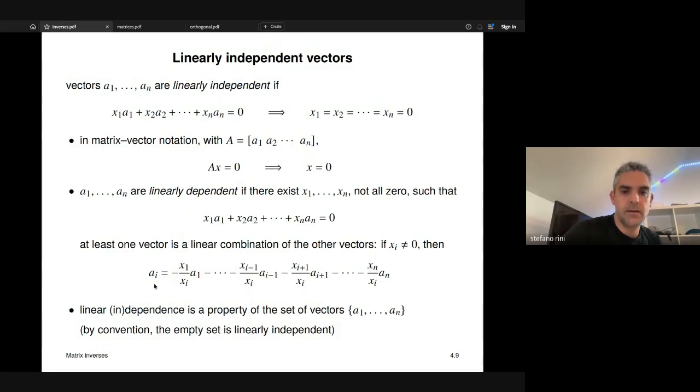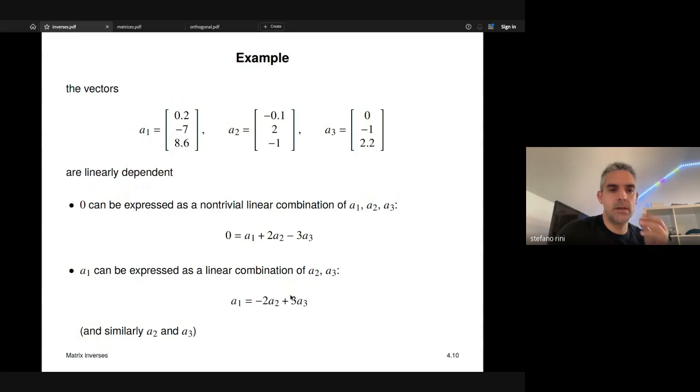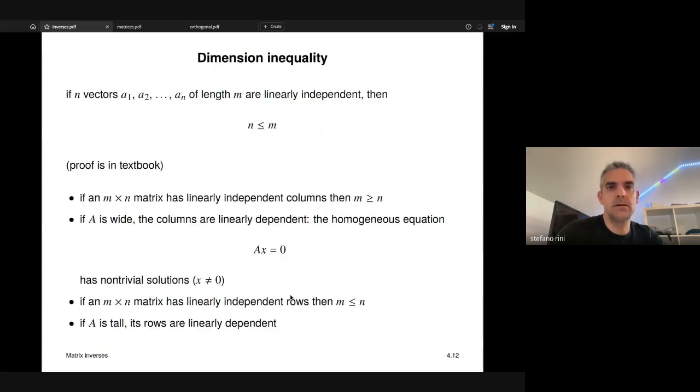Then you extend this to sets. You can have a set of any dimension. By convention, we say that the empty set is linearly independent. Not very relevant, but what can we say? Just some examples here. We don't need to go through this.